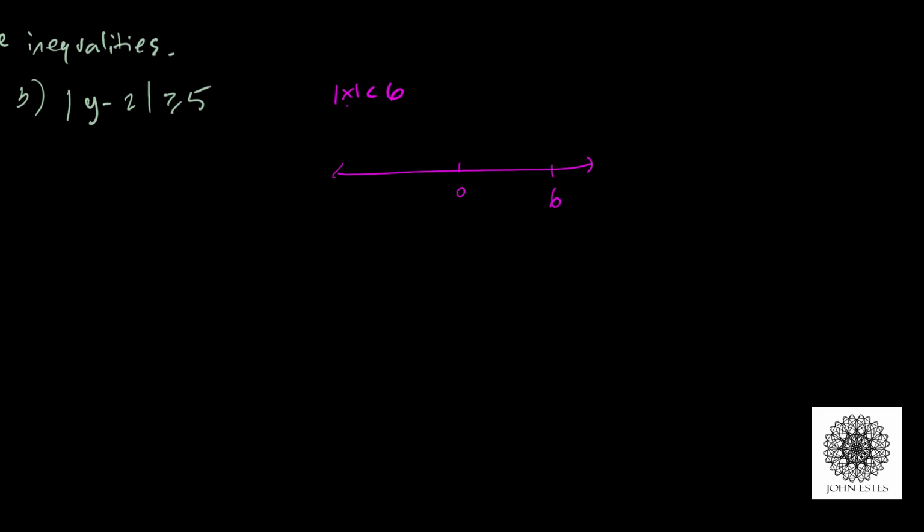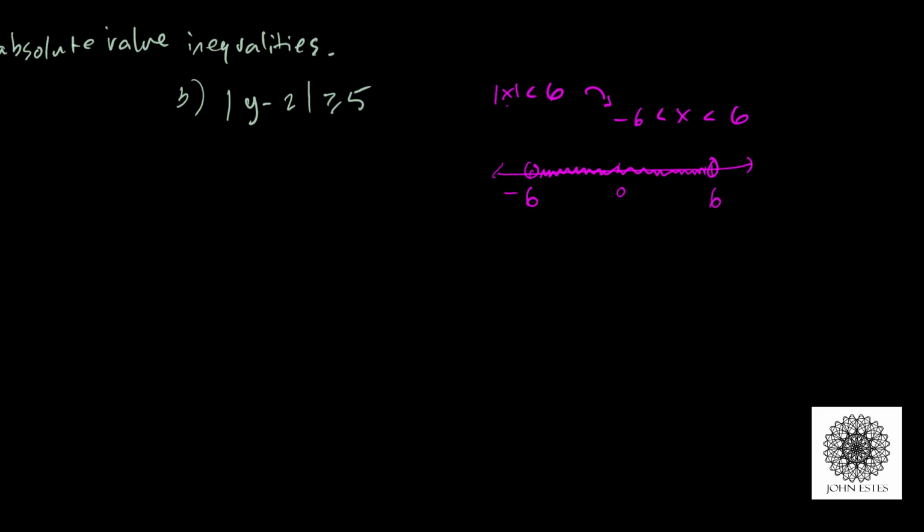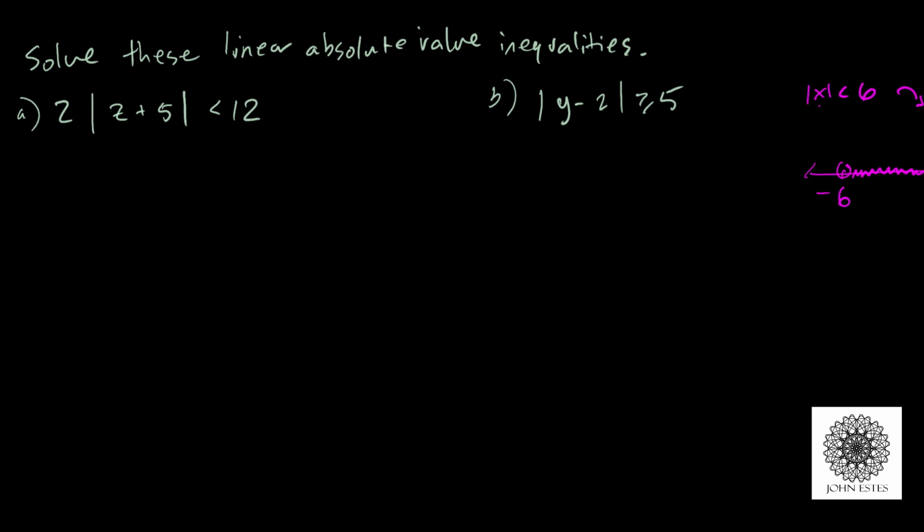So obviously if I go 6 in the positive direction, anything less than that will have absolute value less than 6. And also if I go in the negative 6 direction, anything greater than that will have absolute value less than 6. So to drop the absolute value of these inequalities, I need to find all the values in between negative 6 and 6 for this example. Okay, so the same applies when we have situations like this.